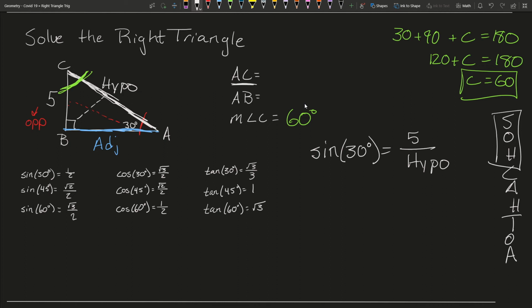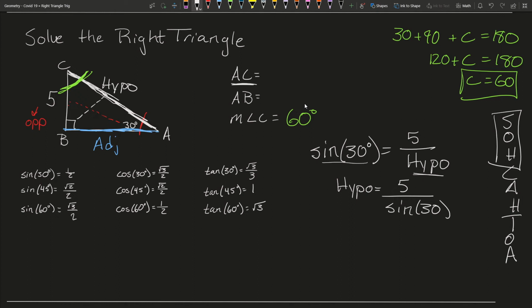And then we need to do some algebra just to get hypotenuse by itself. When we do that, these two pretty much switch positions. So hypotenuse will equal 5 divided by sine of 30. And then we have hypotenuse solved for. We just got to simplify our answer.